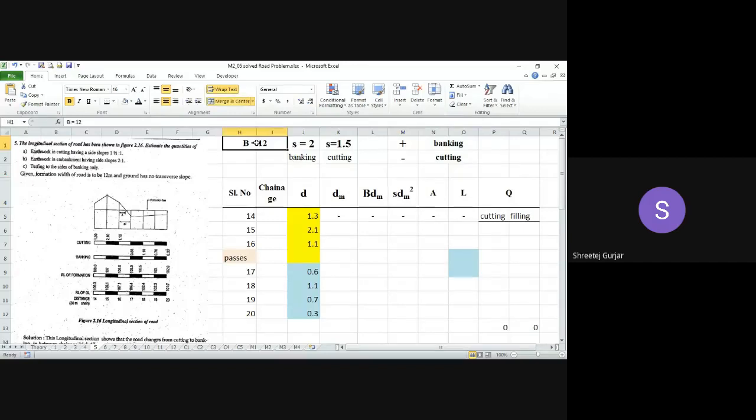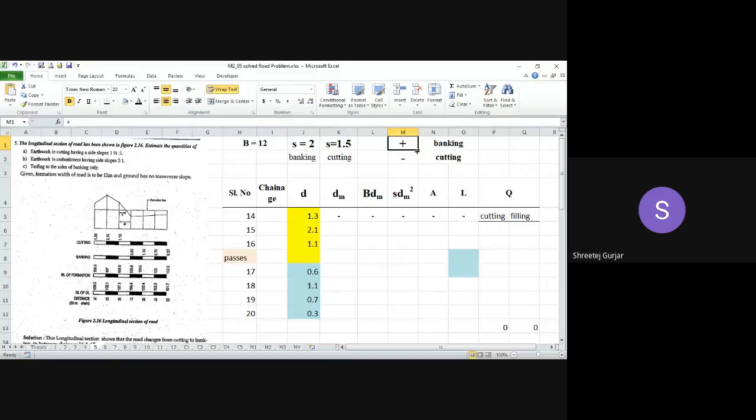They'll provide us with this B, which is the top width of a road or a formation level. Then this is side slope, the side slope of your embankment. For banking, they have provided separately, it is 2, and for cutting, they have provided the side slope as 1.5. So these will be given to you in the question.